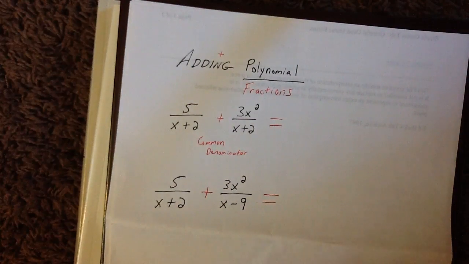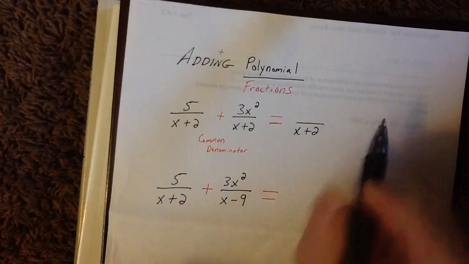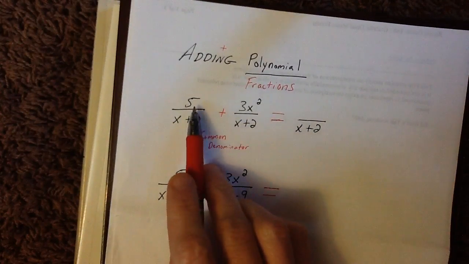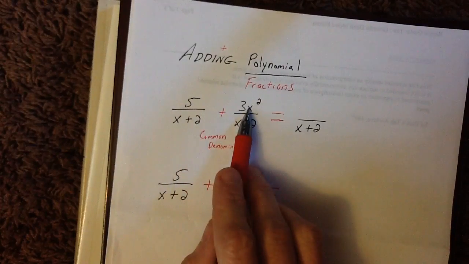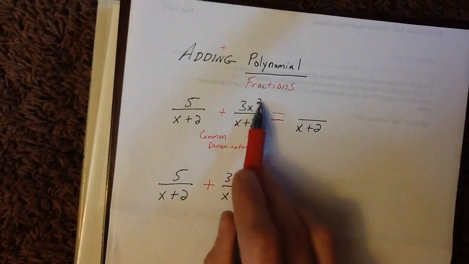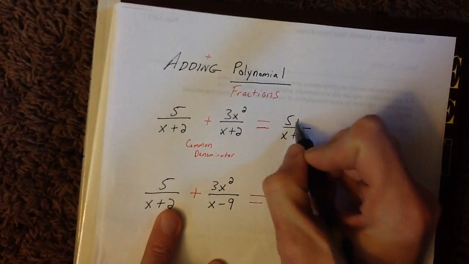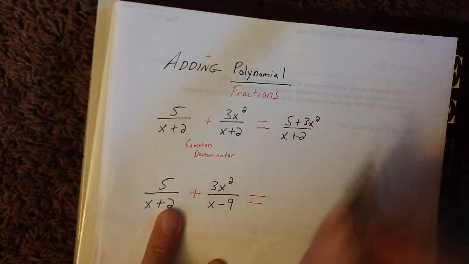If it is the same, you keep that common denominator as part of your answer, and you perform the operation to the numerators. 5 plus 3x to the second power. Since these are not like terms, because of the x to the second, we just write them as said. 5 plus 3x to the second. No problem.